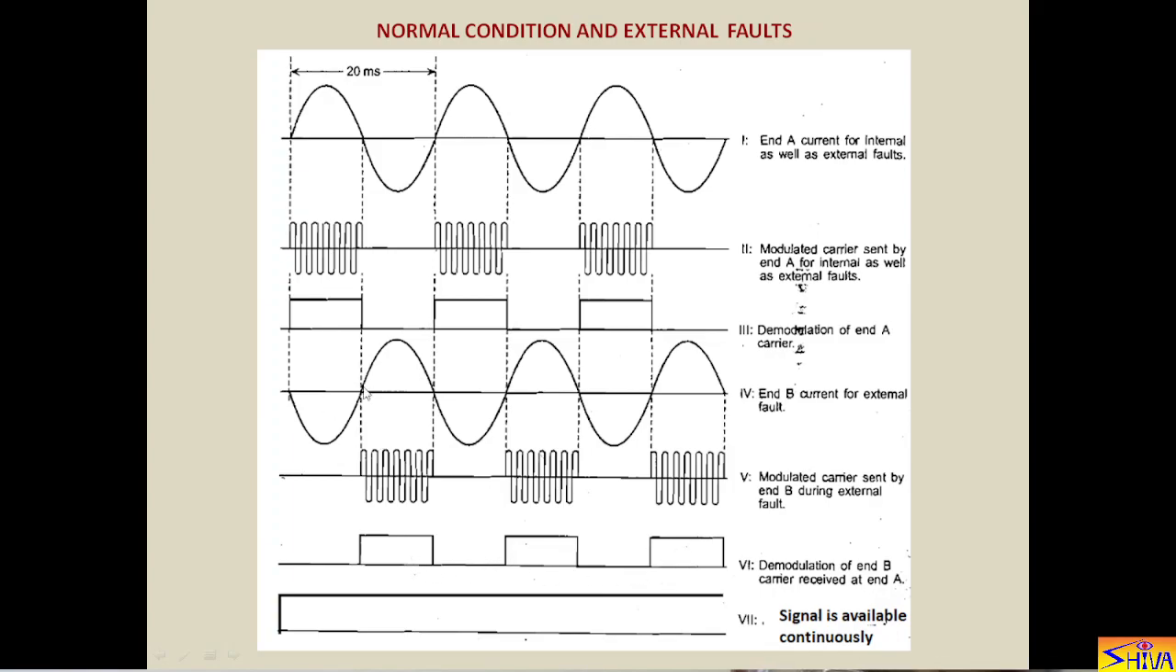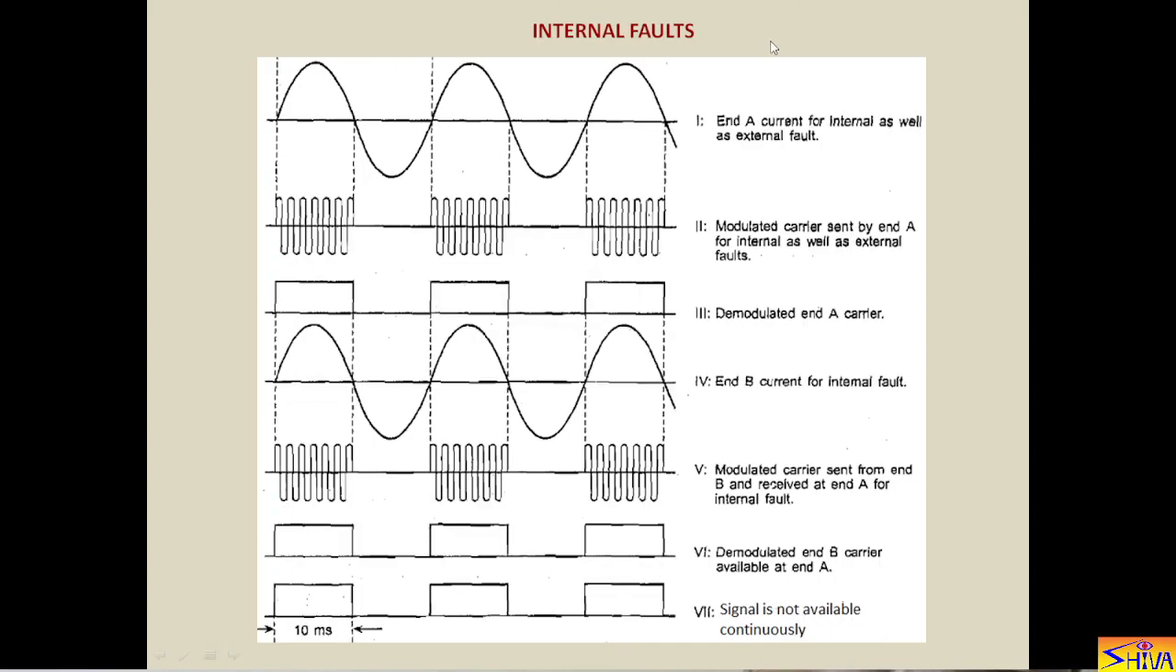Now let us sum up these two signals at end A and B. Remember, these signals are present at their own end as well as transmitted to the other end. During normal condition and external fault, this signal is present from 0 to 180 degrees and this signal is present from 180 degrees to 360 degrees. So we get a complete signal. The signal is available continuously from 0 to 360 degrees, and if the signal is continuously present, it indicates that it is either normal condition or external fault condition. So there is no tripping. Now let us see what happens during internal fault.